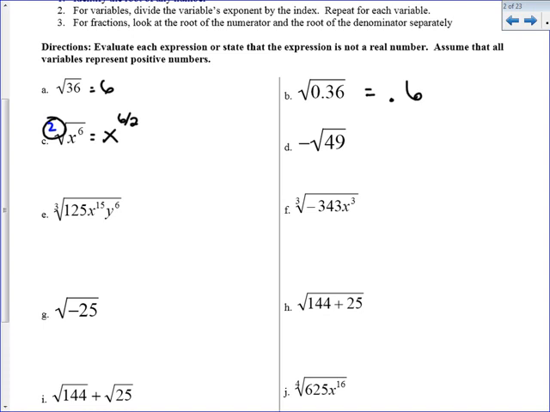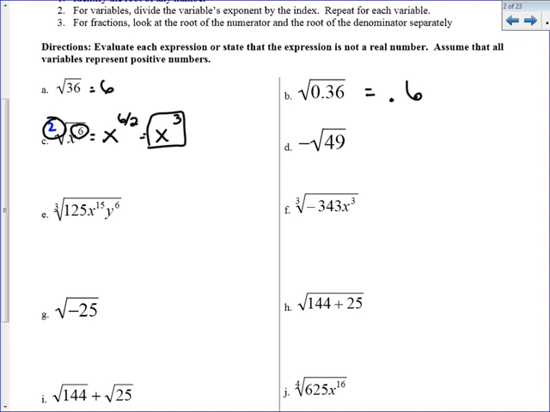The index for my problem is 2, so I'm just going to take the 6 and divide it by 2, so I get x to the third power. For variables, you take the exponent that was already on my x and divide it by my index. Anna? Yes, you always keep the variable. Yep, the only thing that's changing is the exponent.